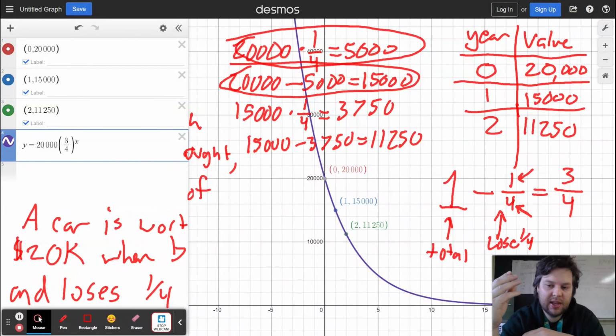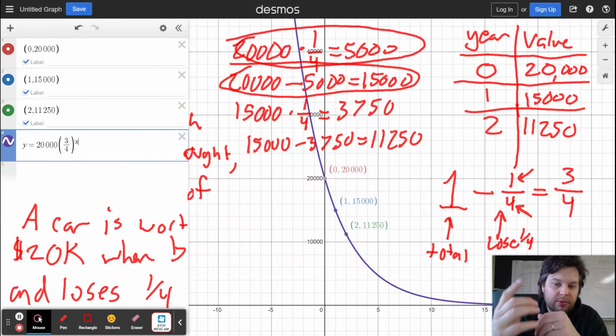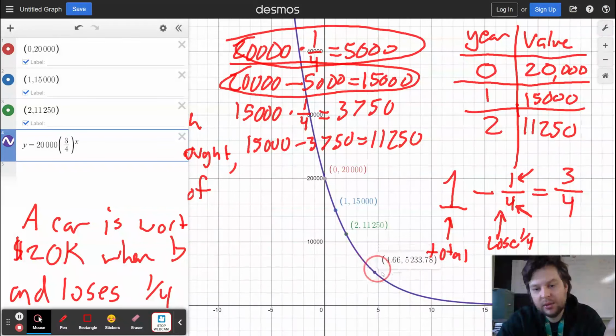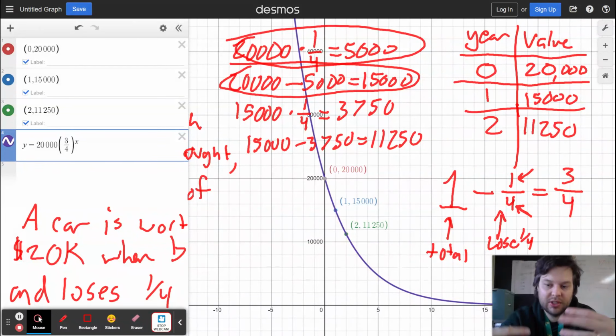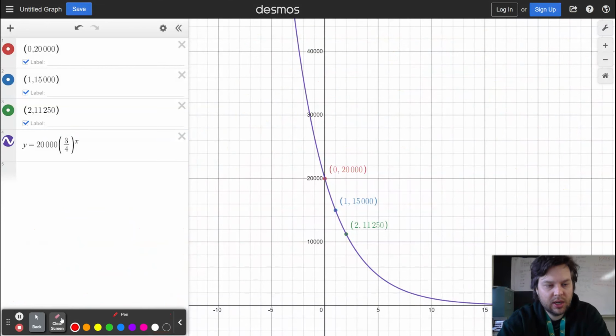Because when you raise something to the x value, you're telling the computer to multiply by 3/4 as many times as the x value. So multiply by it once for year number 1 right here. Multiply by it twice for year number 2. And you can use this graph, if you click and drag on it, to see what the value of the car is at any point. And it turns out the car is never worth nothing because there's always 3/4 of the value left over. So you're never going to get down to 0. Let me just finish this video by doing one other example of a word problem.